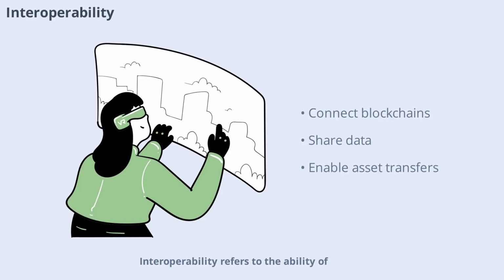Interoperability refers to the ability of different blockchains to communicate and share data. Currently, most blockchains operate in isolation, limiting their usefulness. Projects like Polkadot and Cosmos are working to connect blockchains, enabling seamless data and asset transfers. Interoperability will unlock new possibilities and drive the next wave of blockchain innovation.